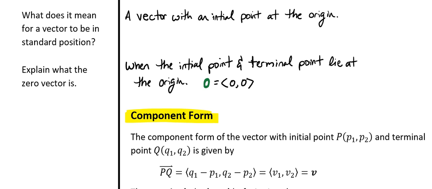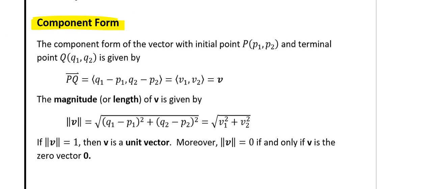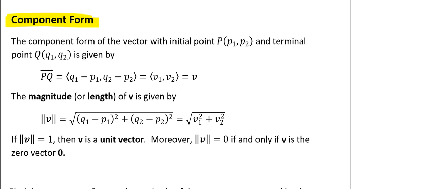So the component form of a vector with the initial point P, that's at (P1, P2), and has a terminal point at Q, we'll call that (Q1, Q2), is given by the vector PQ equals ⟨Q1 − P1, Q2 − P2⟩ equals our vector ⟨v1, v2⟩, right?